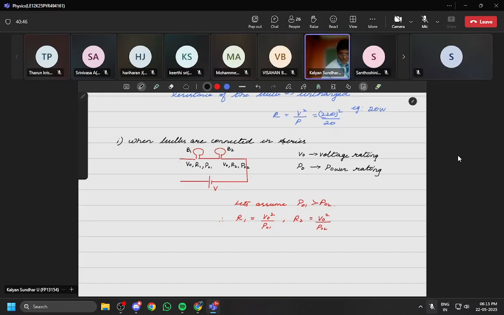So let me have a switch here. Without the switch, initially this will be your R1 and this will be your R2. Now the resistance is not going to change, right?